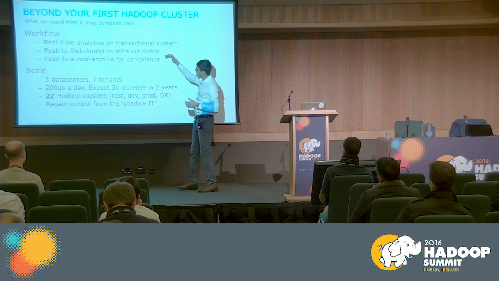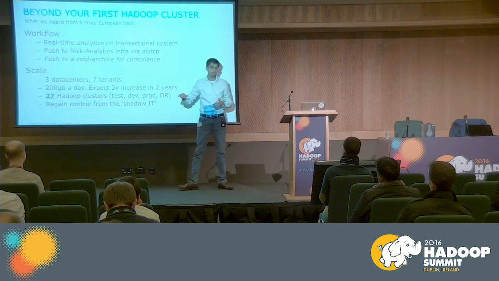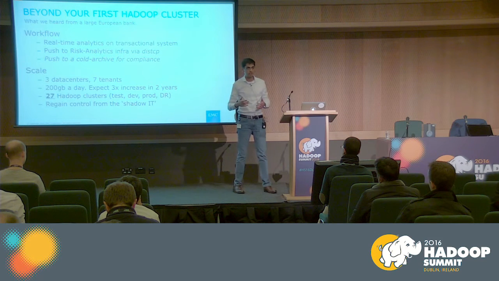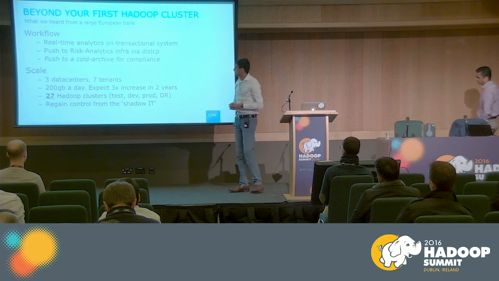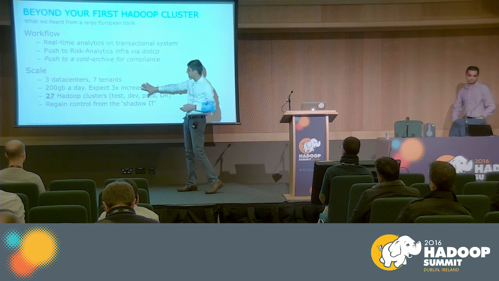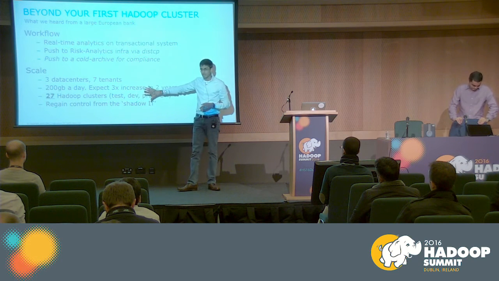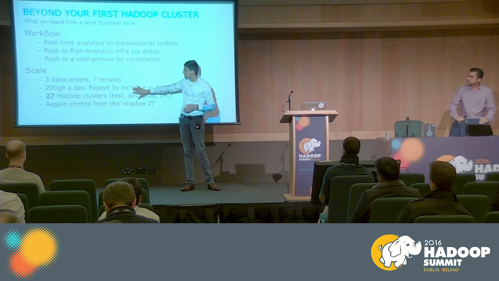Further on, the same data set is moved to cold archive for compliance. This is a cheaper tier of storage, which is cheaper than HDFS commodity hardware, right? Now, the scale that these guys face is like this, right? This is not your childhood data center Hadoop cluster anymore.